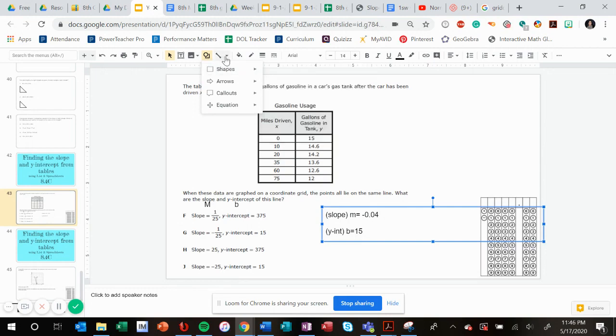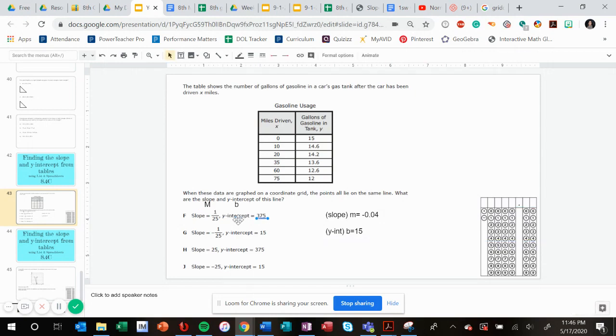All right, now looking at these answer choices, I can automatically eliminate 2 of these. The one that I'm going to eliminate, let me see, the y-intercept here says that it's 317, which obviously it's not. The y-intercept is supposed to be 15. So I am going to cross that one out. I don't need that one. And then I can also eliminate this one here because the y-intercept is not 375. All right, so now I'm down to two options.